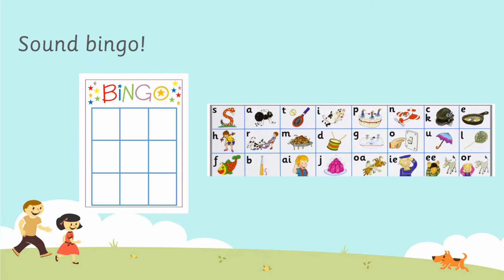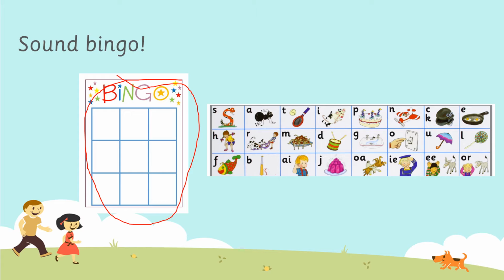Okay, we're going to play sound bingo today. Now we've played this before, but I'll just go through it carefully so that you know what you need to do before we start playing. You need to have the boxes like you can see on the screen. I'll just put a circle around this bit. You need yours to have those boxes on, okay? You need to have 3 squares, then another 3 squares, then another 3 squares, so that you can have 9 sounds on your bingo board.